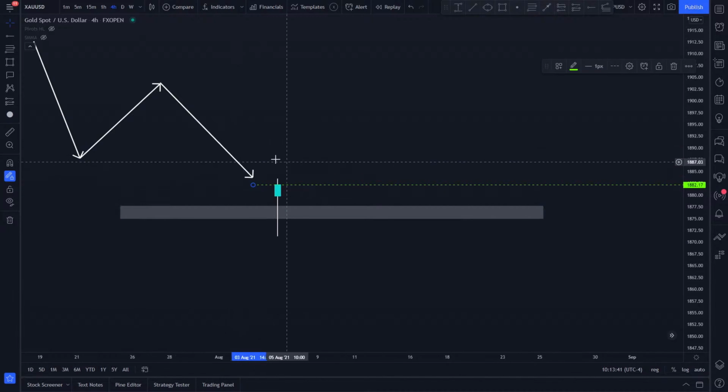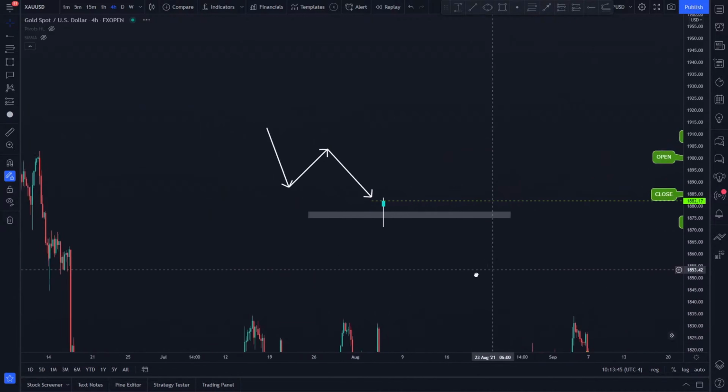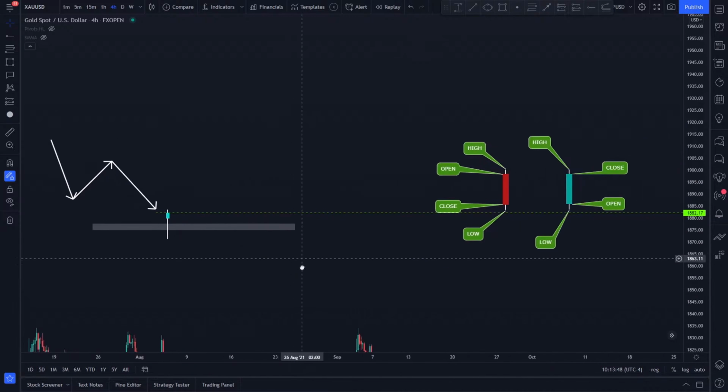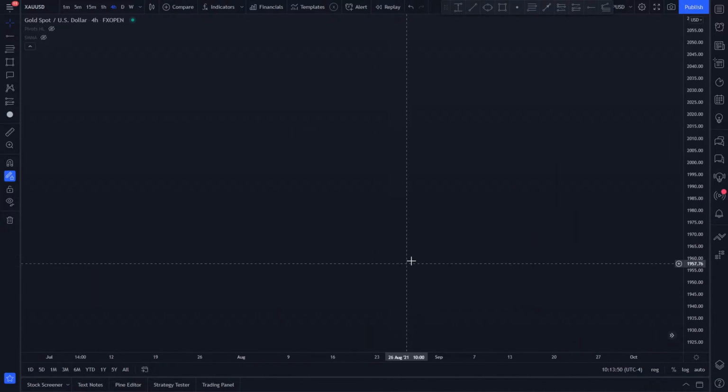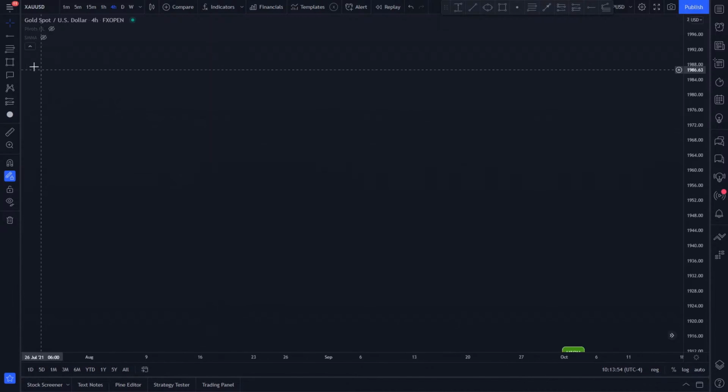So this is how you can use the hammer here, okay? And I'm going to continue to draw out the rest of the patterns, right? So that's pretty much a small summary of the hammer, all right? So let's go ahead and move over to the engulfing, right?